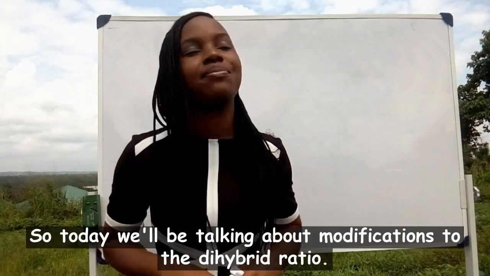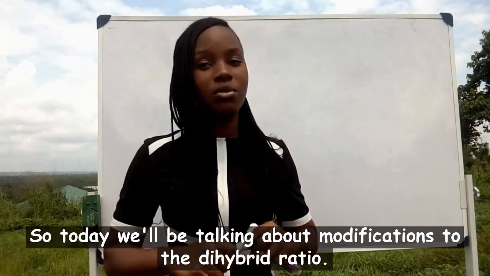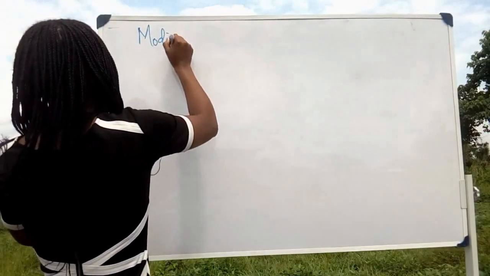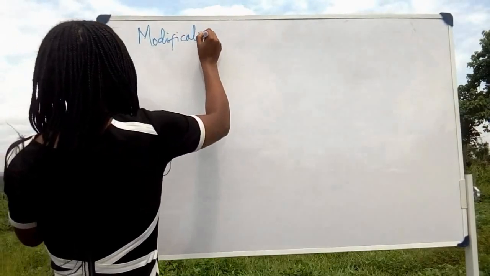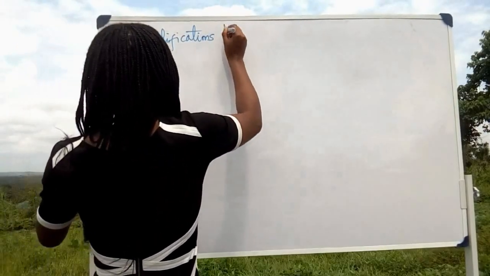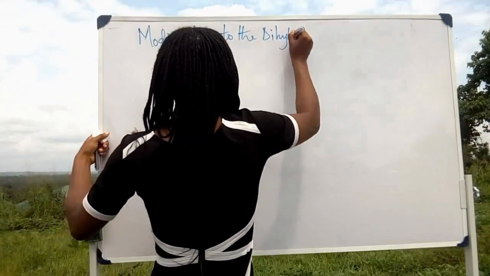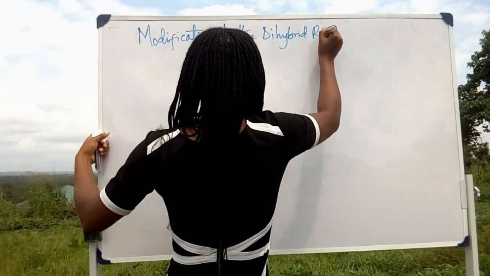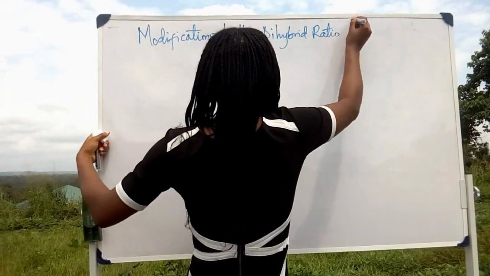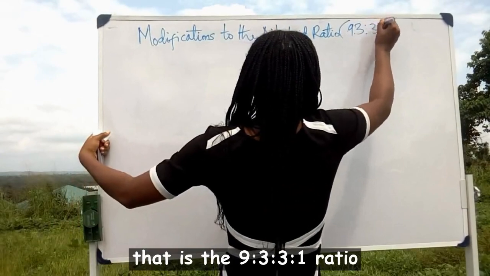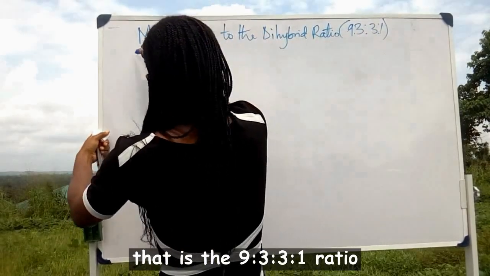Alright, welcome back. So today we'll be talking about modifications to the dihybrid ratio. That is the 9 to 3 to 3 to 1.